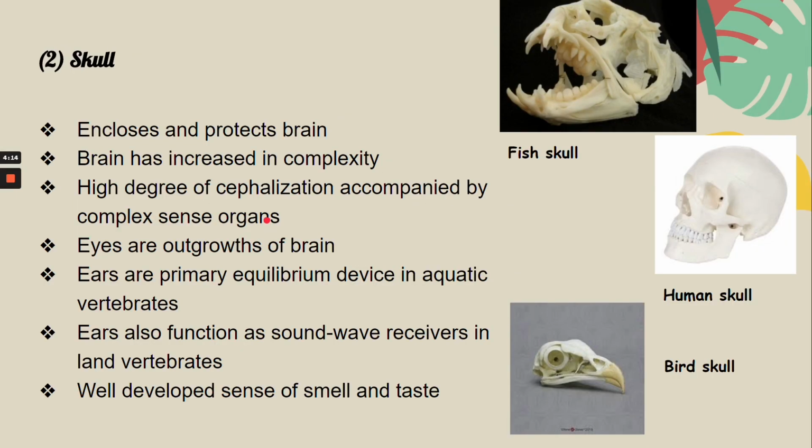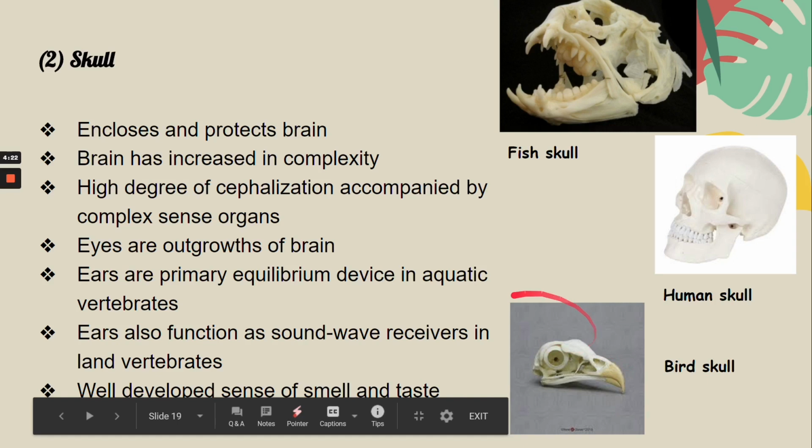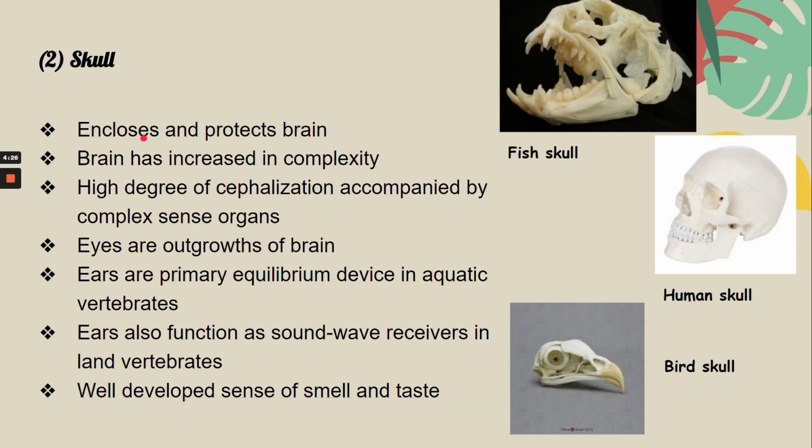Right. So now we are going to talk about skulls. Right. So here are a few samples of vertebrate skulls, which are fish skull, human skull, and bird skull. It's one funny looking skull. Alright. So the skull encloses and protects the brain. That's its main function.